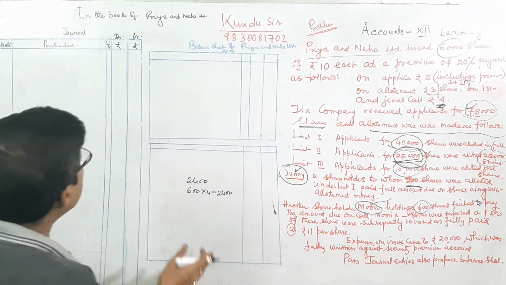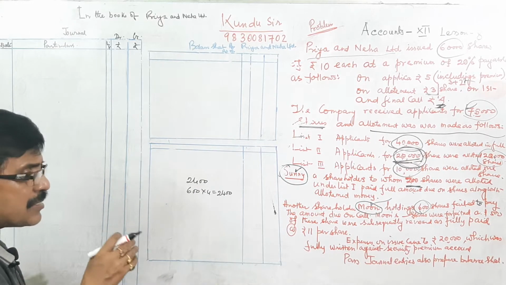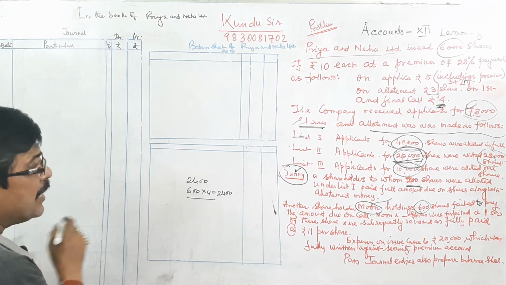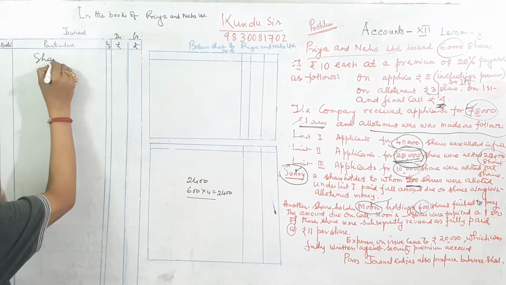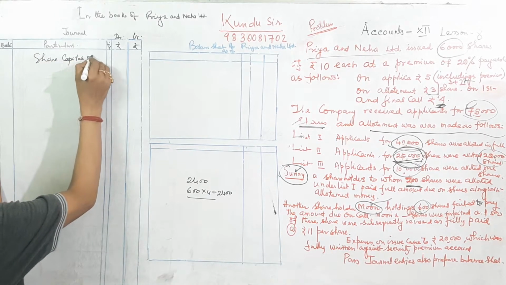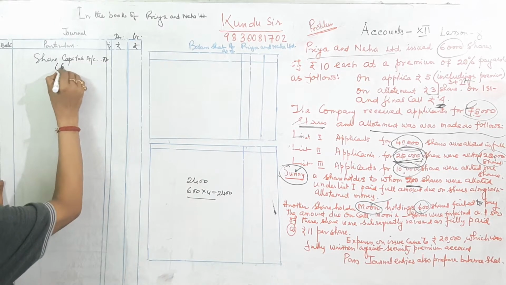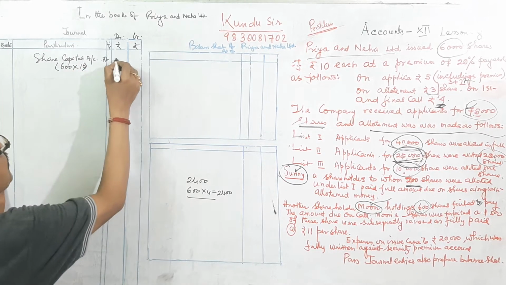So, we should reverse the capital creation, that is the capital already created for this share. It is to be reversed. The share capital account is to be debited. How much? 600 into how much? 10. That is 6,000.